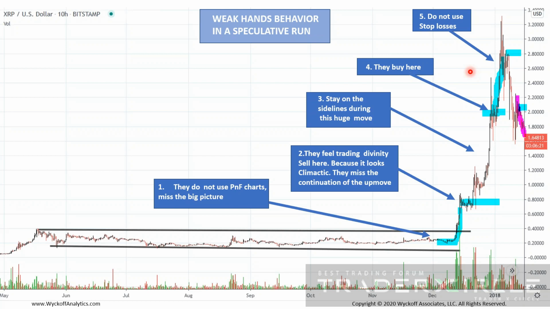A great advice. When there is an aspect of price and volume that you don't understand, always go back to the basics. So let's dissect the anatomy of this move.